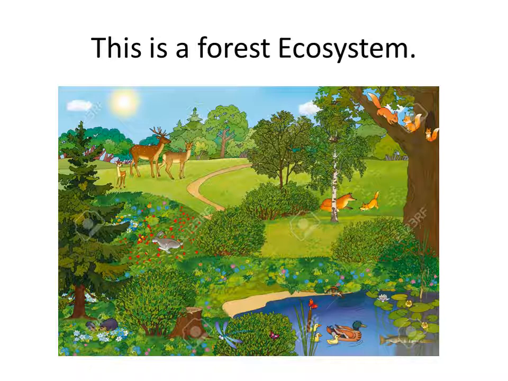Also, the ducks and the fish in the pond, they use the water, of course, to get water, but also to swim. The fish needs it to survive, to live. This is the place where it lives. The dragonfly needs the insects around the pond in order to get food.